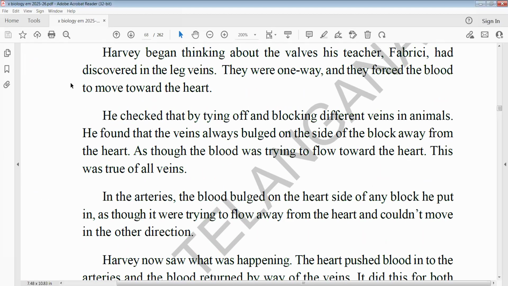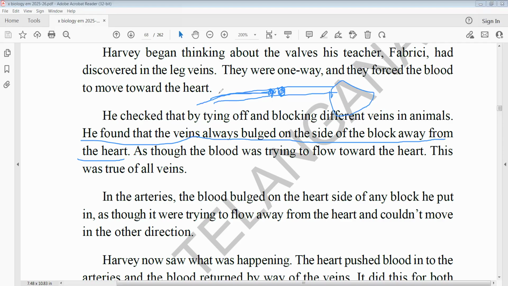He checked this by tying off and blocking different veins in animals. He found that veins always bulged on the side of the block away from the heart. For example, this is the heart, and the vein is carrying blood towards the heart. When we block here, the blood is coming from body parts, so while filling, it will bulge towards the body parts. So he observed that the vein swelled away from the heart, as though the blood was trying to flow toward the heart. This was true of all veins.